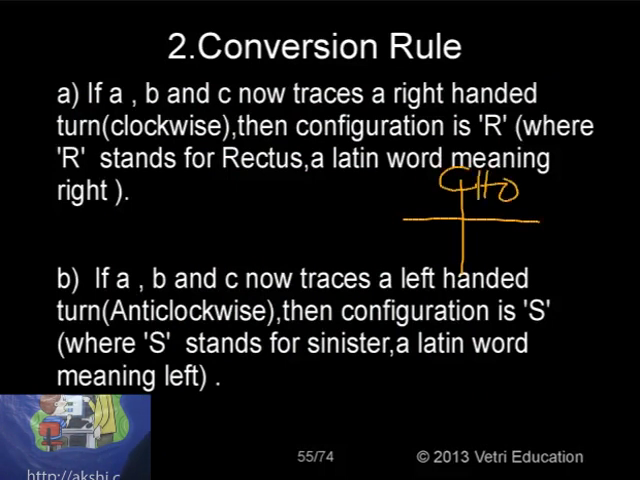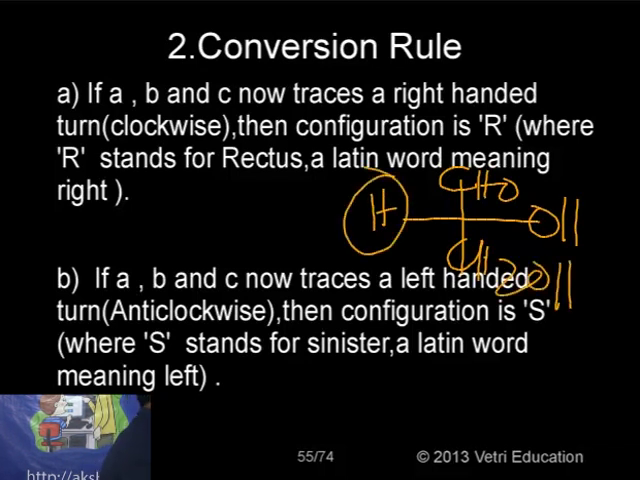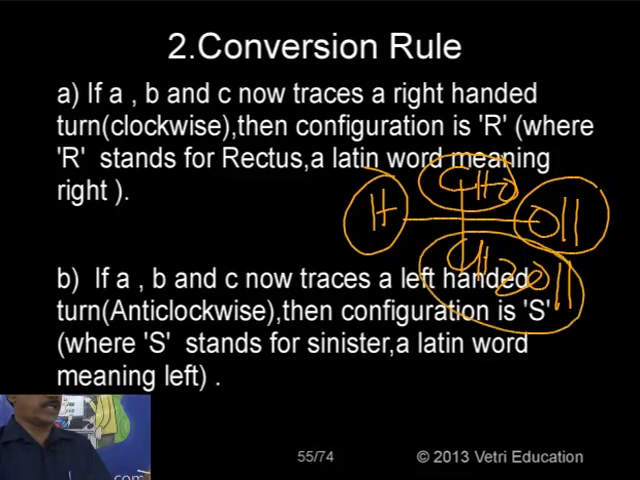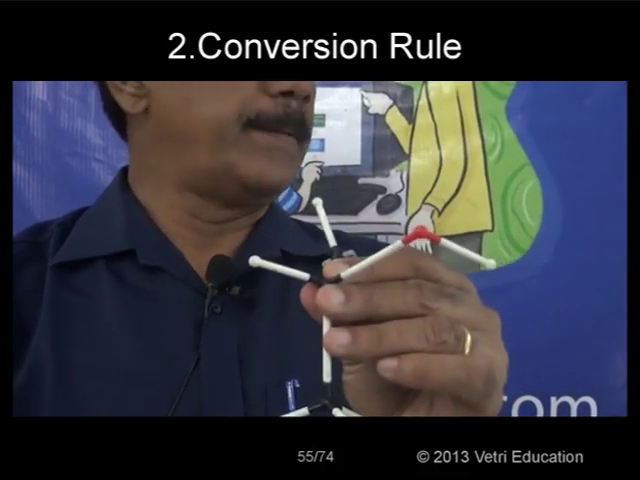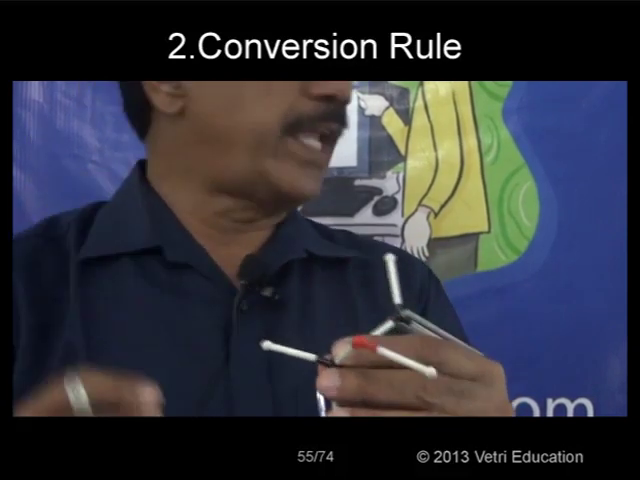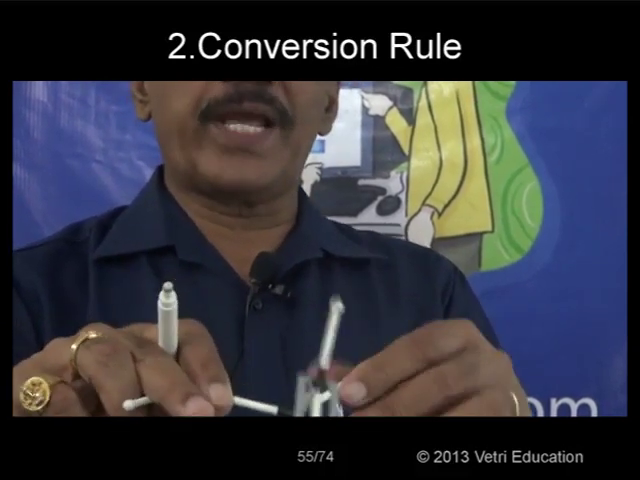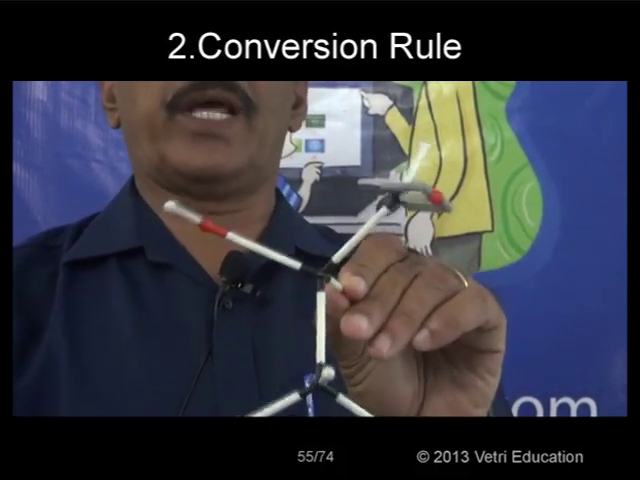CHO, H, OH and CH2OH. This is D-glyceraldehyde. On your left is H, on your right is OH, above is CHO, and at the bottom is CH2OH. So we are viewing a model here. Now the rule says that among these, H is the lowest priority.